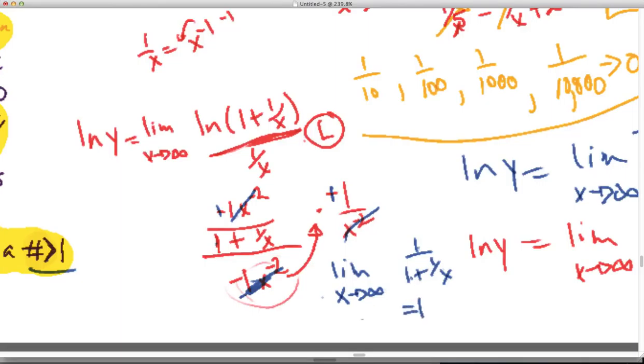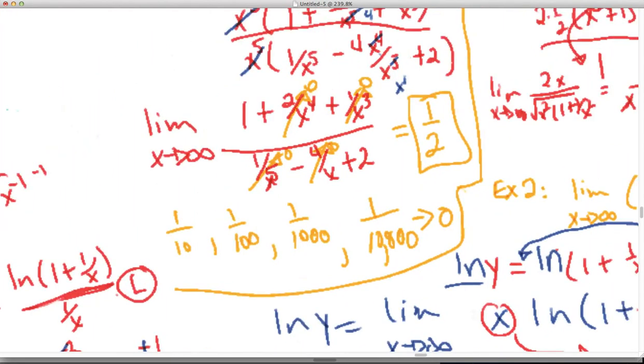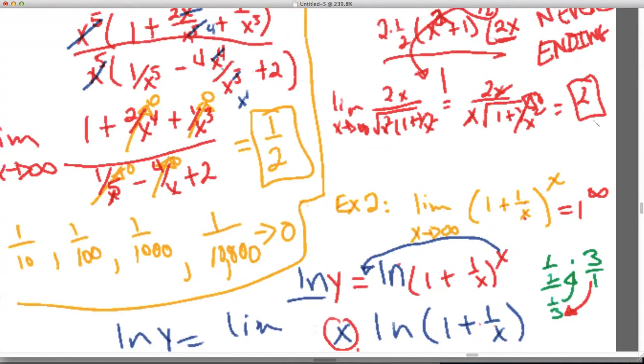Are we done? No, because we have ln of y equals 1. How do we get rid of an ln term? Hopefully you remember your algebra or pre-cal. You e both sides. And then you find out that what we just found out was the definition of e. Okay? This original problem is the definition of e.